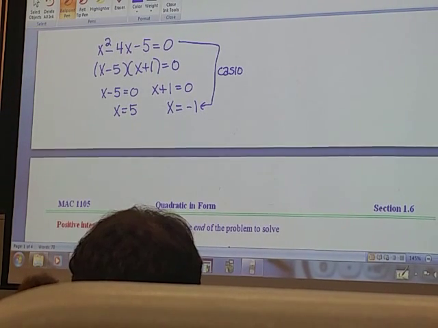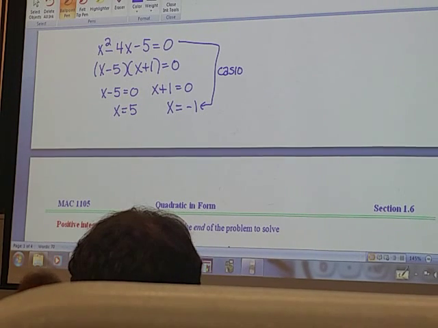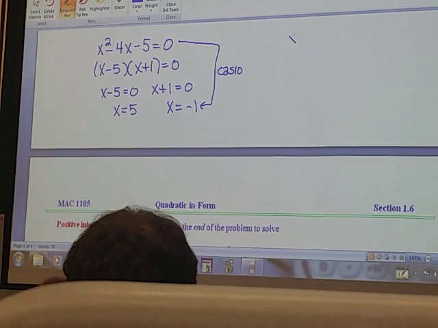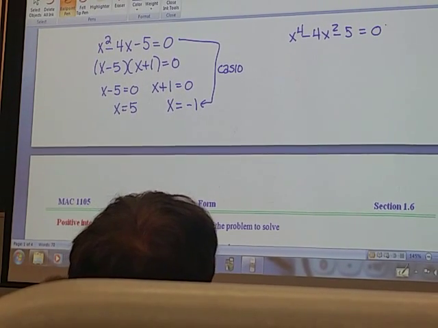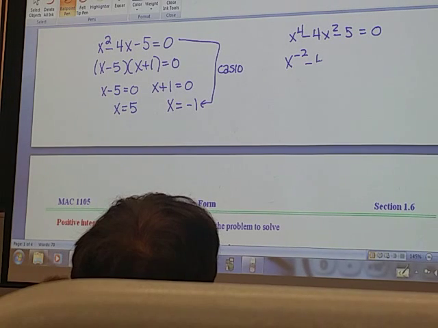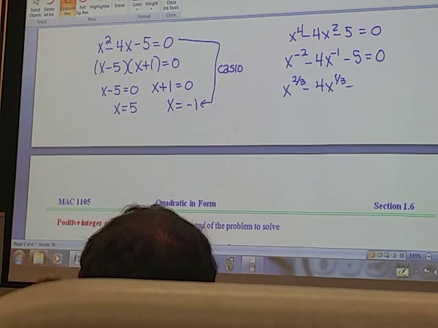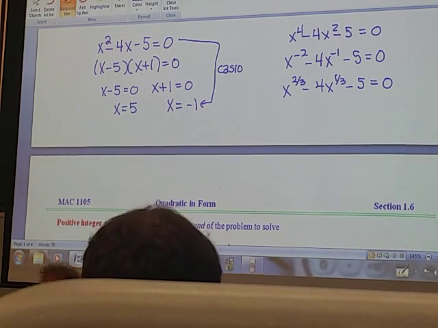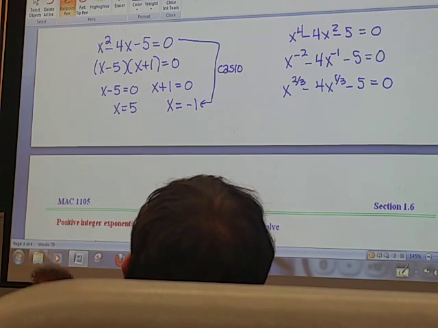What we're going to do today is we're going to mess with the equation. It's going to look like a quadratic equation if you squint. Okay? So it'll be like this. It'll be like x to the 4th minus 4x squared minus 5 equals 0. x to the negative 2 minus 4x to the negative 1 minus 5 equals 0. x to the 2/3 minus 4x to the 1/3 minus 5 equals 0. I'm messing with the exponents. All of those have the look of a quadratic.